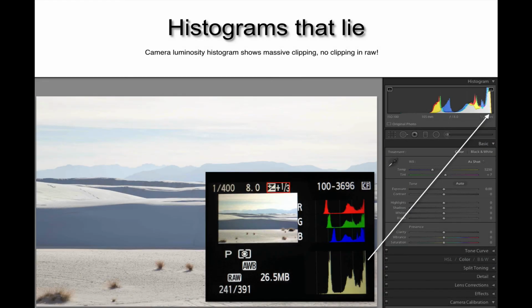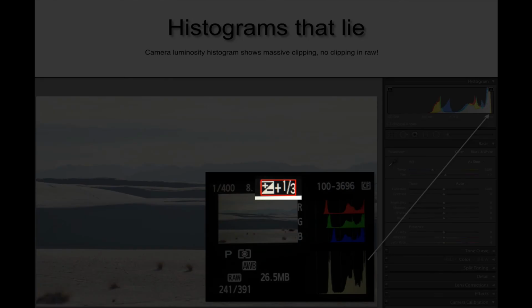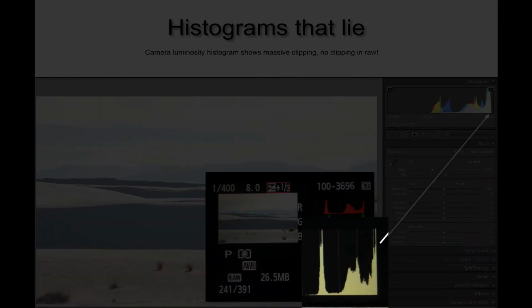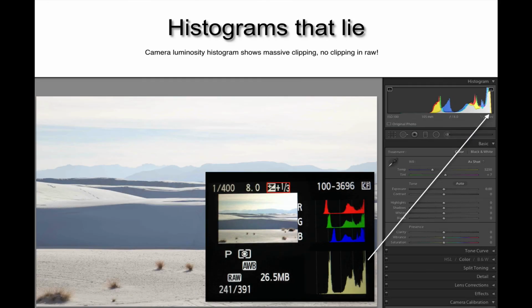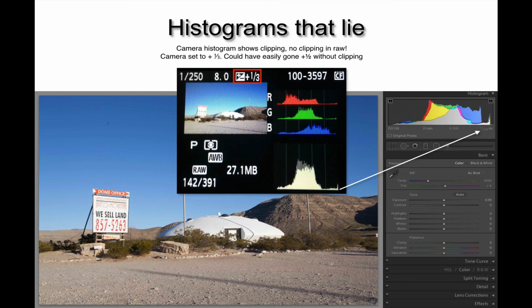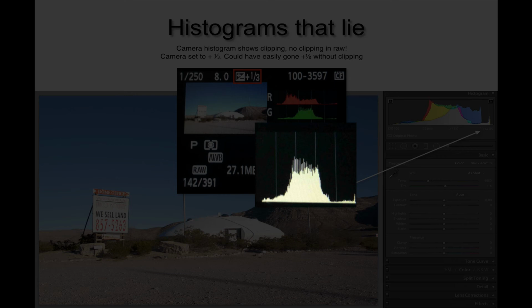What I want to show here is how the histogram on your camera can lie. You're seeing several examples coming up whereby I've set the camera to expose plus a third of a stop. You can see that even the luminosity histogram shows me that there's clipping in the highlights. And yet, when I bring it into Lightroom, the histogram shows me that I have plenty of room. I'm not really clipping the highlights. So this is another big fat lie that you're seeing on the back of your camera if you're shooting raw. Yet another example where we're seeing the luminosity histogram showing severe clipping, as seen in the far right.